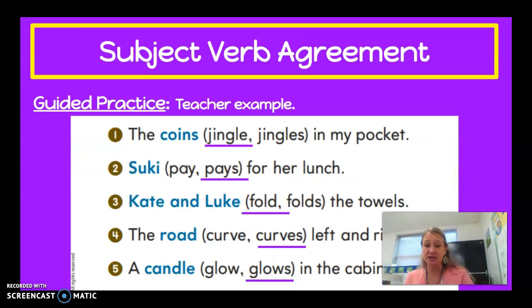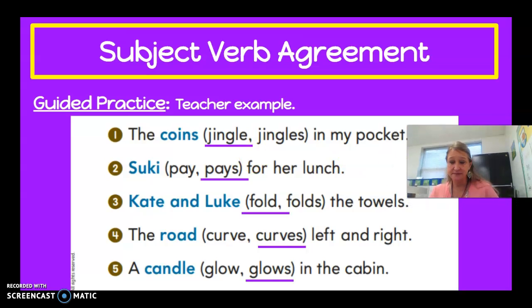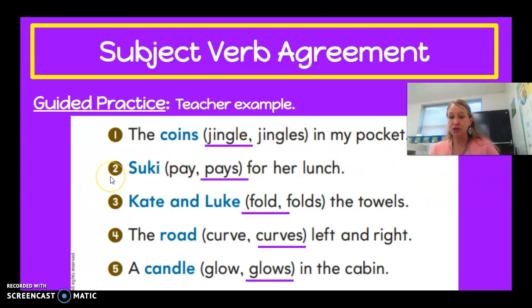All right, so let's look at some examples together. The coins jingle in my pocket. The coins is more than one, so we don't add S. Number 2, Suki pay for her lunch or Suki pays for her lunch? Pays, one person, add an S.